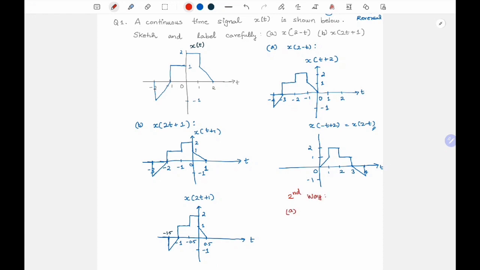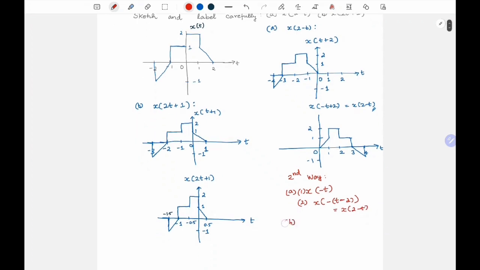So for A, first you do the time scaling or reversal. Then in the second step, you should actually do a right shift by 2 instead of a left shift, correct? You need to do the right shift so that you get this as x of 2 minus t.